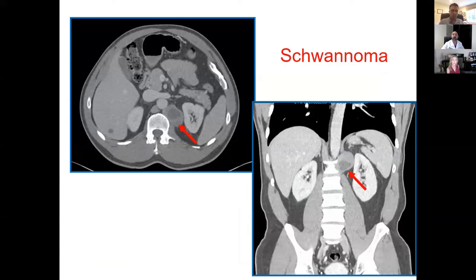But this is a lesion. Jonathan, I may pick on you here. This is a lesion that grew on subsequent imaging. The patient was having abdominal pain. It was an incidental finding. They repeated the scan several months after. It grew. They got a biopsy, and it came back as a schwannoma. Okay, it came back as a schwannoma.